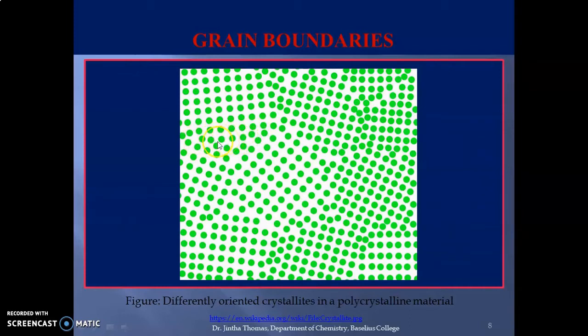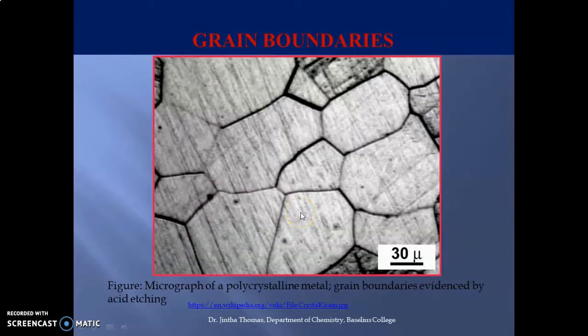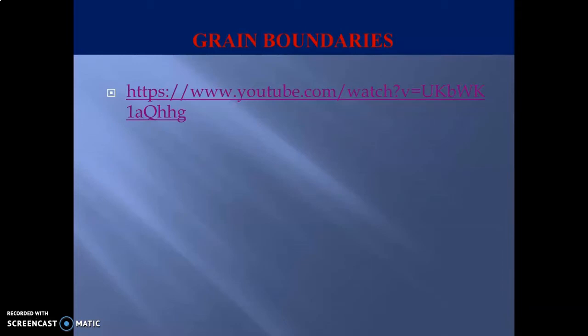This boundary separates this perfect packing from this perfect packing. Also here, this boundary would separate this perfect packing or perfect crystal or grain from this grain. So you can see differently oriented crystallites in a polycrystalline material here. This figure is a micrograph of a polycrystalline metal, and here you can see the occurrence of grain boundaries that separate different grains. Now let us see a video.